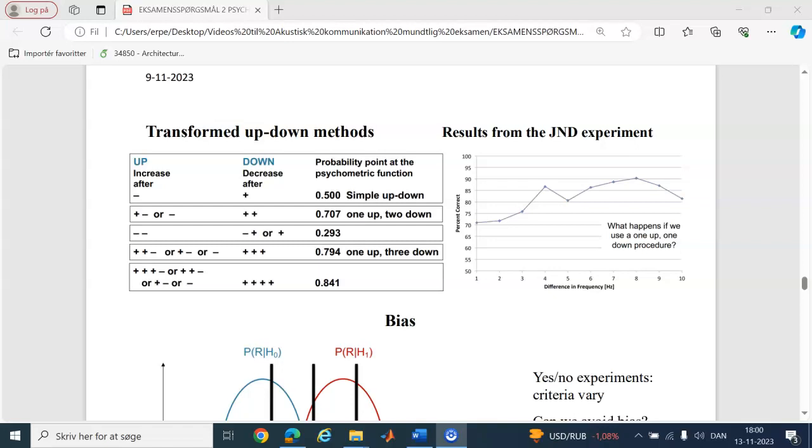Transformed up-down methods. So you can have a minus plus up-down. That means 50% yes or 50% no. You can have one up and two down. That means one no and two yeses.